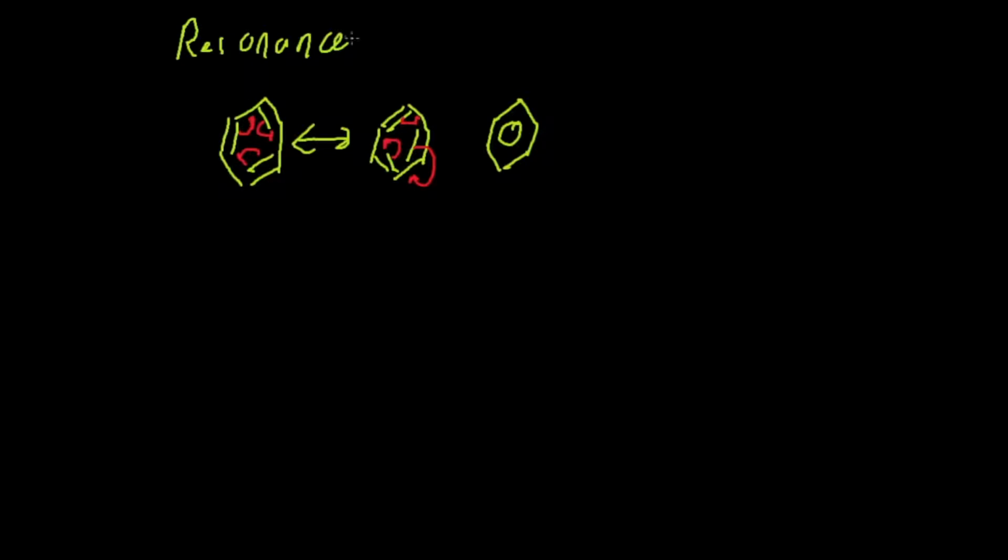Then this happens, and you get this, and then like this. So the double bonds will move throughout the molecule. So that's why it is often just a circle.